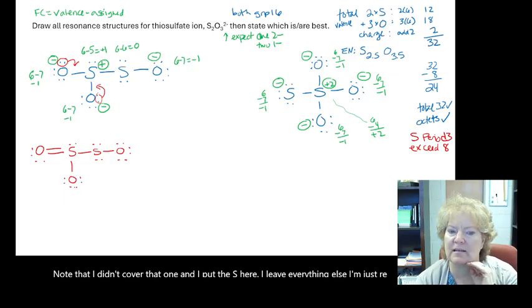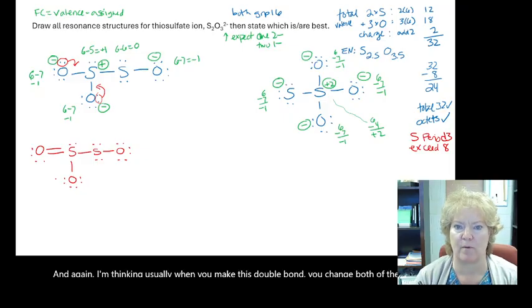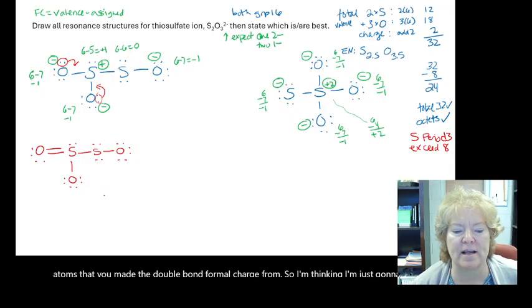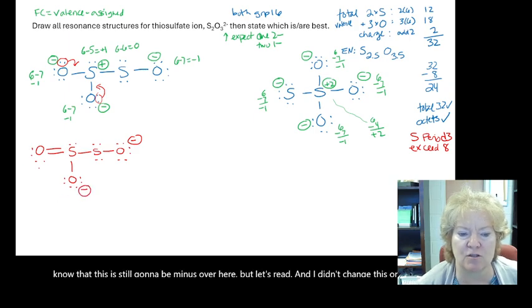And again, I'm thinking, usually when you make this double bond, you change the formal charge of both of the atoms that you made the double bond from. So I'm thinking I'm just going to need to do one of them on this. So when I do this and I check, none of this changed. So I know that this is still going to be minus over here. And I didn't change this one, so this is now minus. The two that I changed were these two, so let's reassess formal charge.